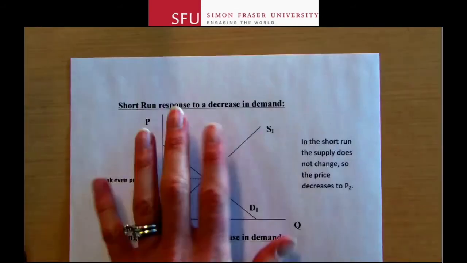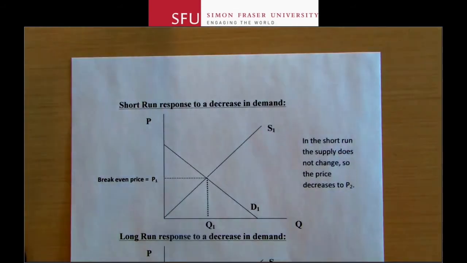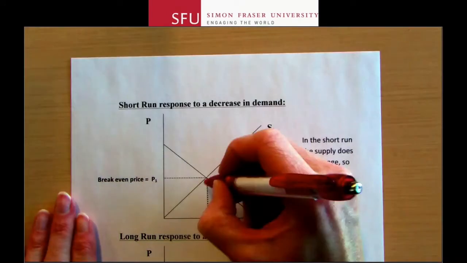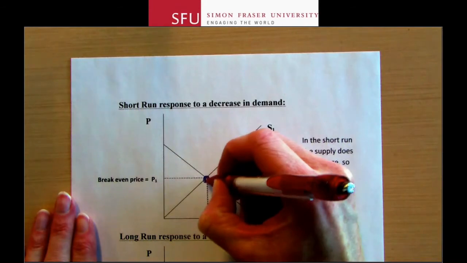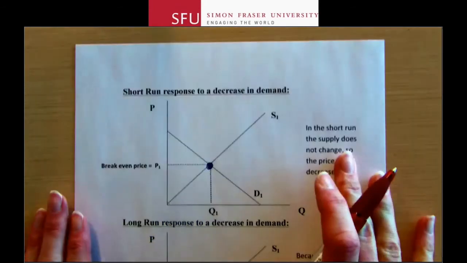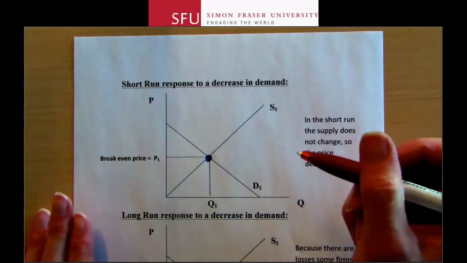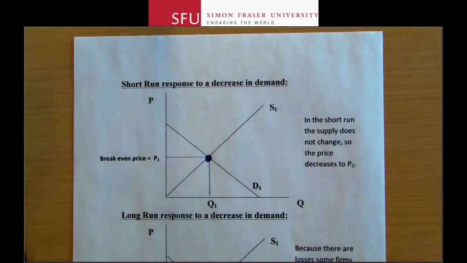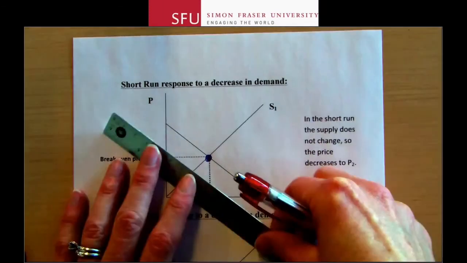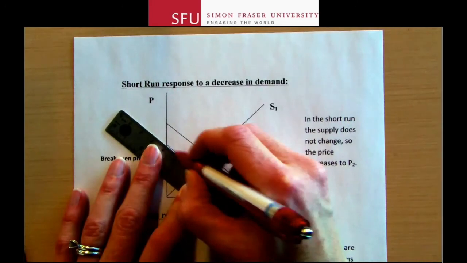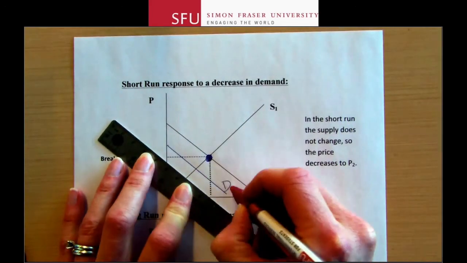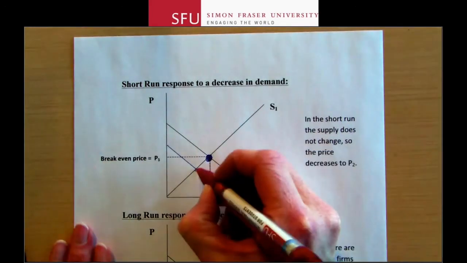Good. Okay. So the last one is the opposite, a decrease in demand. So again, we're starting here. This will be the long-run equilibrium where the firms are earning zero profit, so they're breaking even. And then something happens to decrease demand, and so that will push the price down.